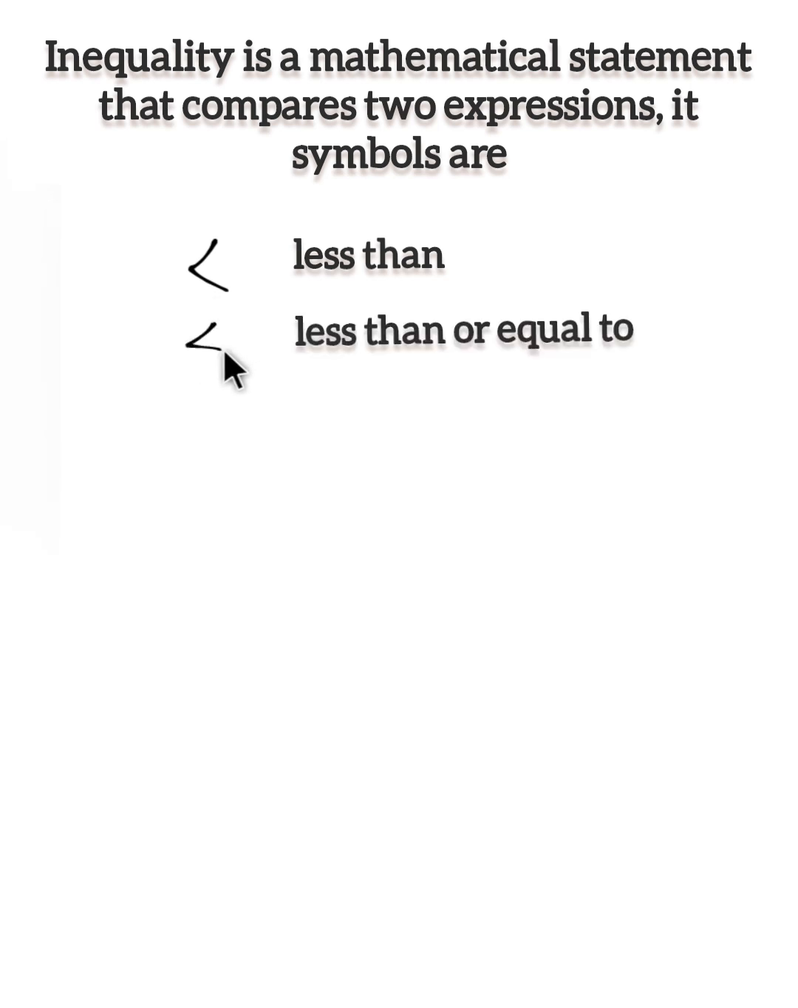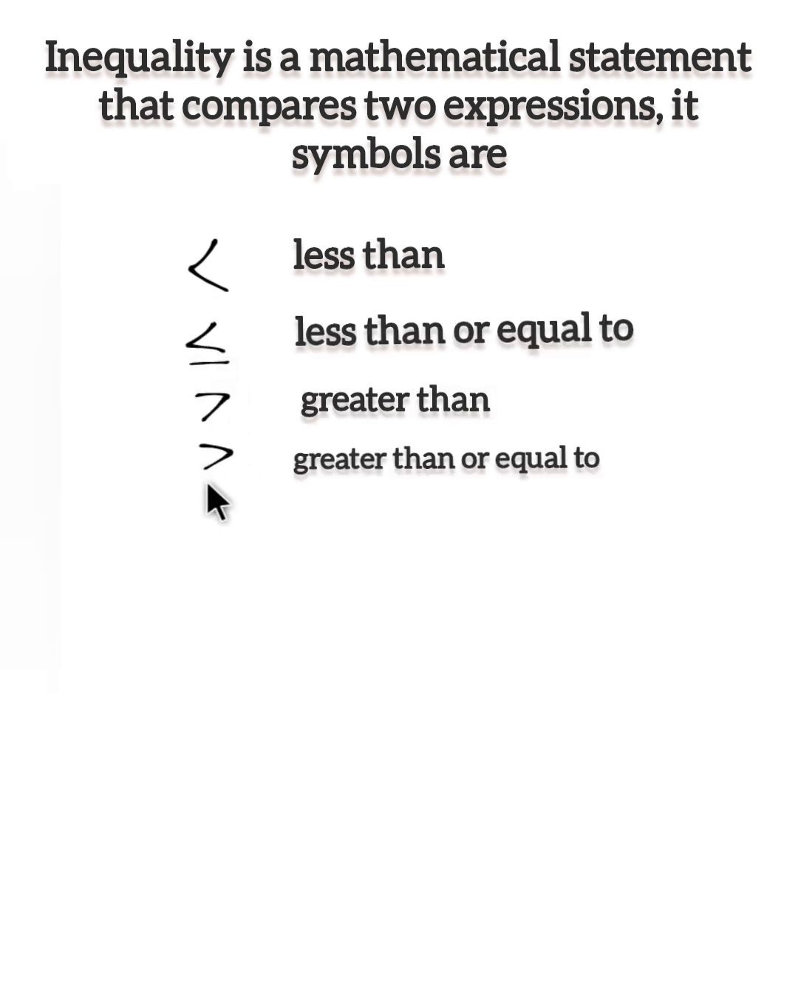Inequality is a mathematical statement that compares two expressions. Its symbols are less than, greater than, less than or equal to, and greater than or equal to. So these are the four symbols of inequality. Now in inequality, we have some rules.